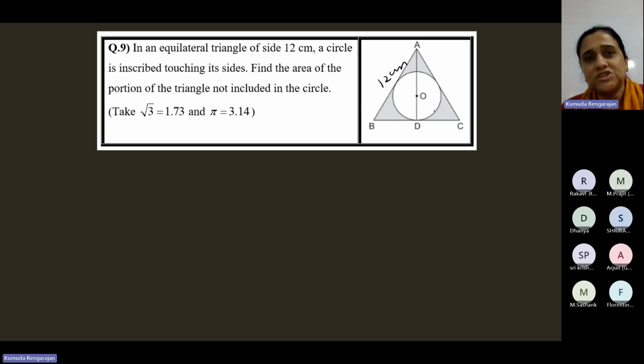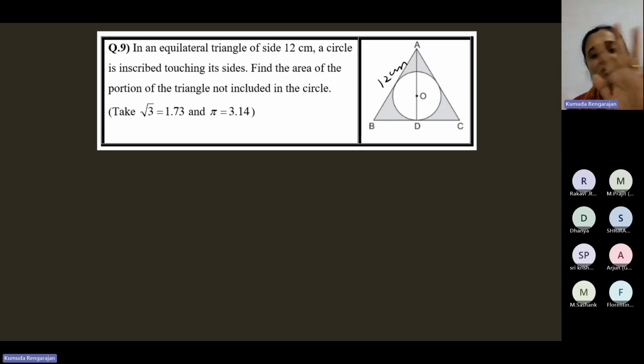Again, you need to find the area of the shaded region. So what's the idea? Area of the triangle minus the area of the circle. For the triangle, we know the side, so root 3 by 4 into 12 square will give you the area of the triangle. Now for the circle, you need the radius. How to find the radius is the idea you need to understand. The others are easy.